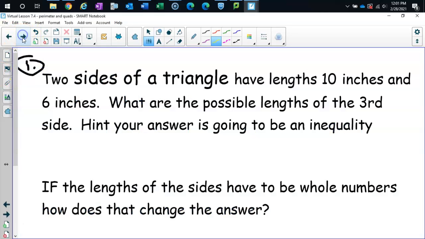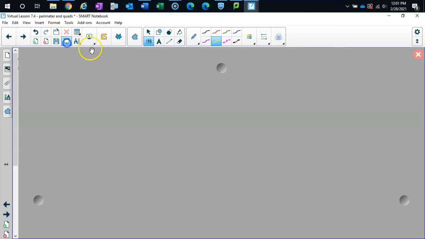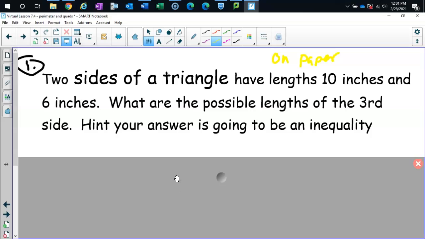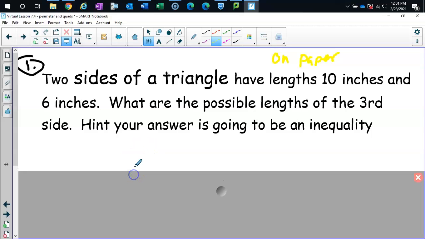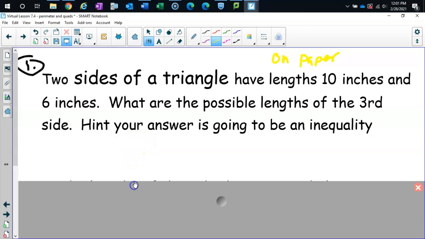All right. Now, this is warm up. This is on paper. Number 1. Two sides of a triangle have lengths 10 inches and 6 inches. What are the possible lengths of the third side? Hint, your answer is going to be an inequality. Go.